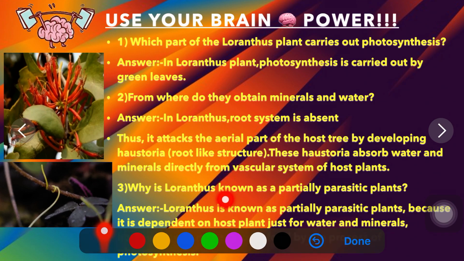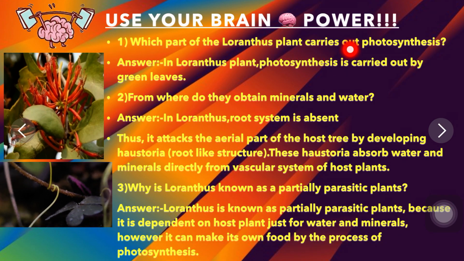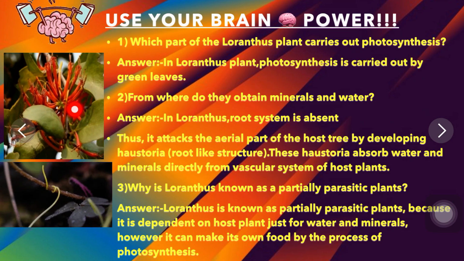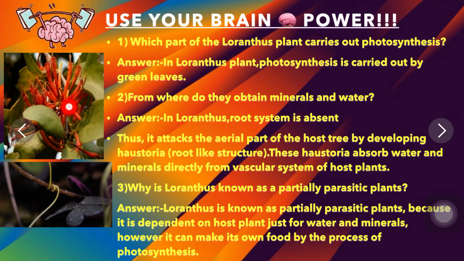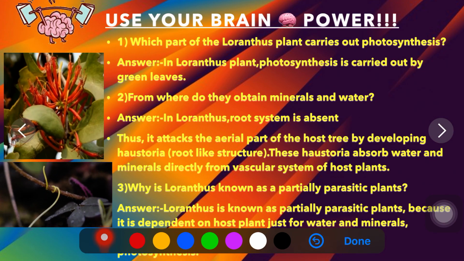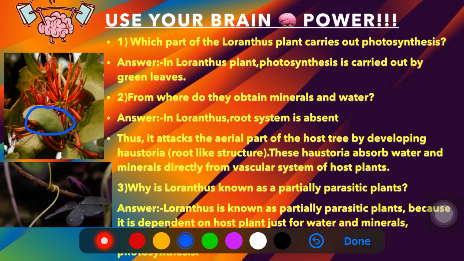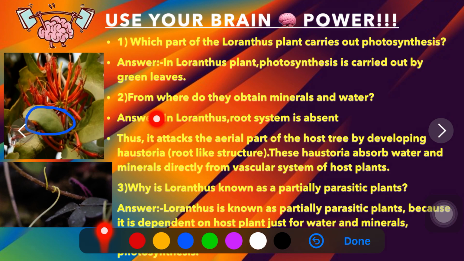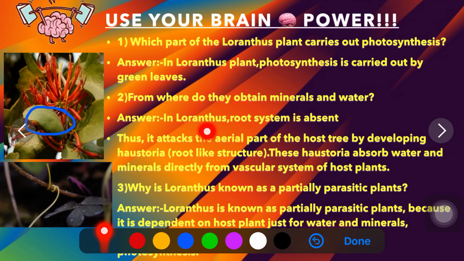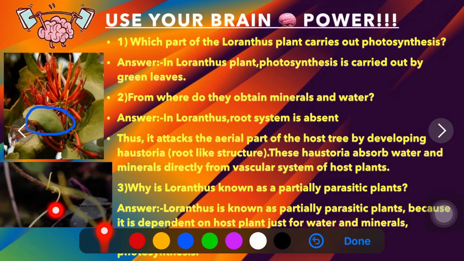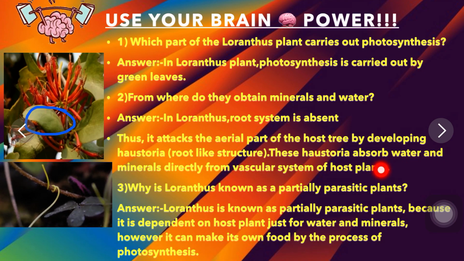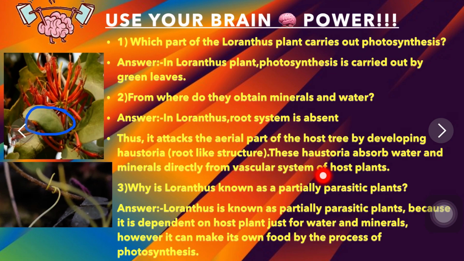Students, now use your brain power. Which part of the Loranthus plant carries out photosynthesis? The answer is, in Loranthus plant, photosynthesis is carried out by green leaves. Second, from where do they obtain minerals and water? Here is the answer. In Loranthus, the root system is absent. Thus, it attaches to the aerial part of the host tree by developing haustoria. Students, haustoria are root-like structures. These haustoria absorb water and minerals directly from the vascular system of host plants.